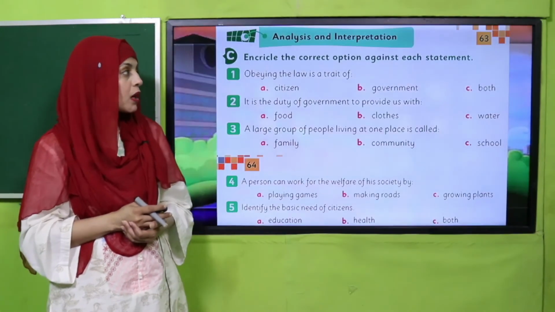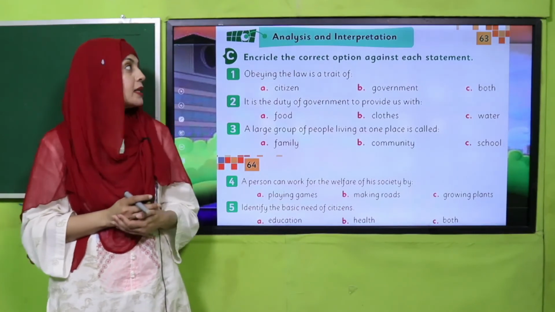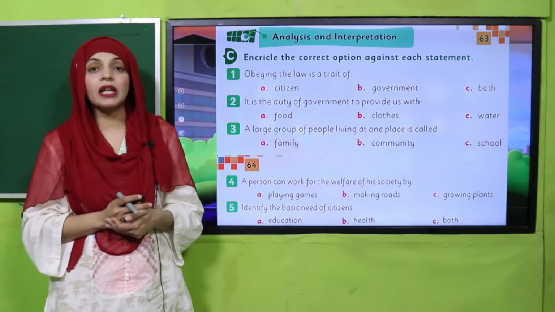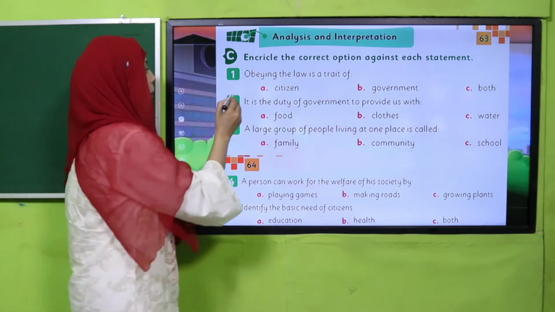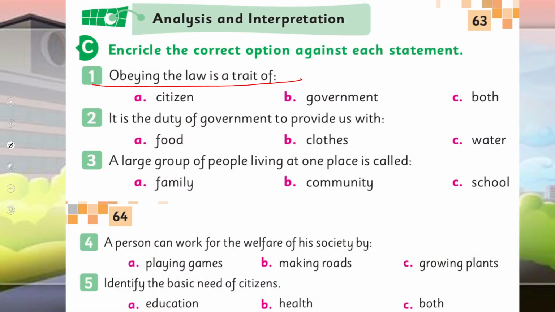This is your homework, and then you will move forward towards exercise number C, and you will encircle the correct answer. It is given on page number 63. So obeying the law is a trait of citizen, government, or both. It is the trait of both.